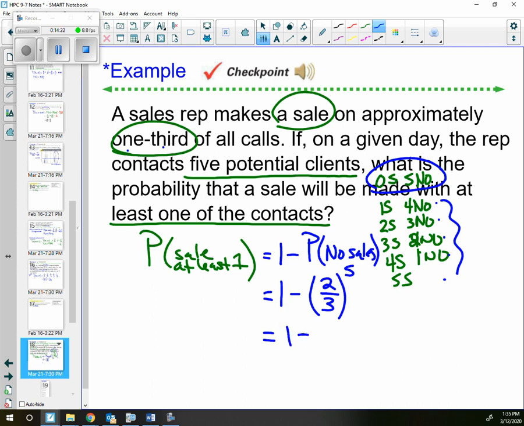So 1 minus 32 over 243, and you end up with 211 out of 243. It's way more likely that he's actually going to make at least 1 sale, right? So 1 sale, 2, 3, 4, or all 5 is going to be a pretty likely outcome. So again, these are independent events though, right? What I do on one call doesn't affect what I do on the next. So that's the part 2.